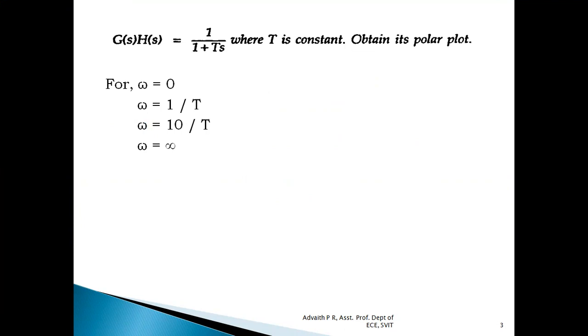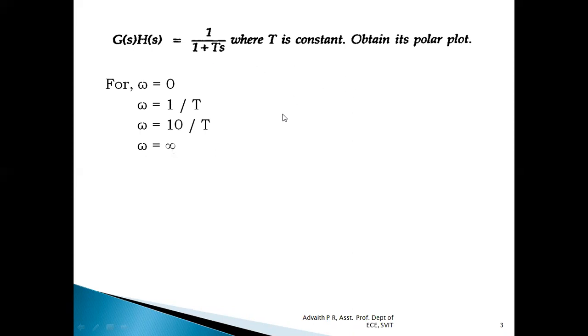They have given an open loop transfer function G(s)H(s) equals 1 divided by 1 plus Ts, where T is a constant. We need to obtain the polar plot of this for omega equal to 0, omega equal to 1 divided by T, omega equal to 10 divided by T, and omega equal to infinity. For these particular omega values, they have asked us to plot a polar plot.